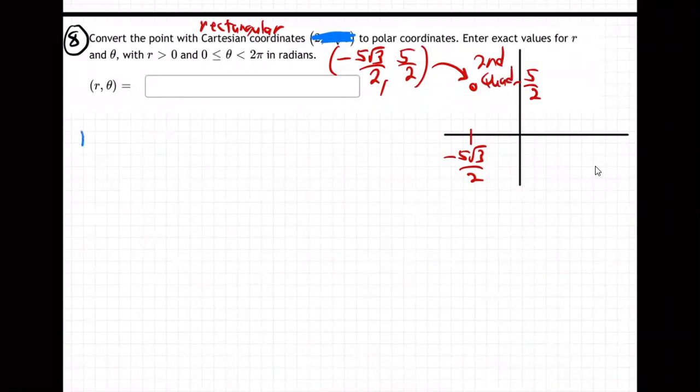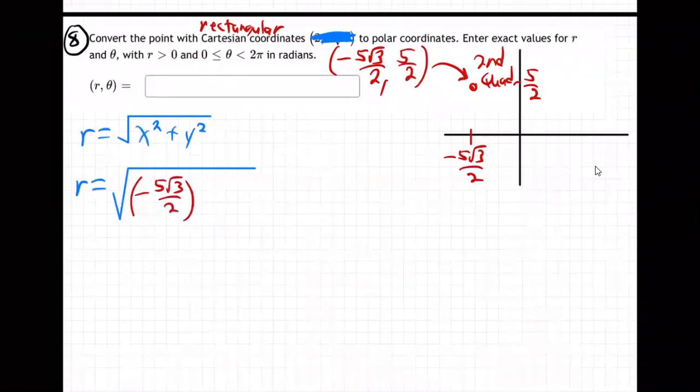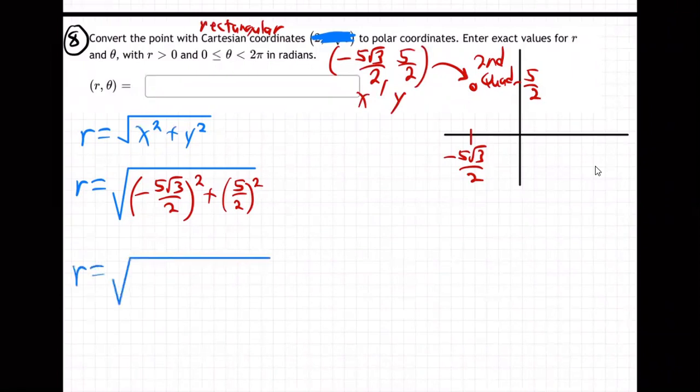The r will be the square root of x squared plus y squared. So that's going to be a little tricky. So it's going to be the square root of negative 5 root 3 over 2 squared plus y, which is 5 halves squared, right? So I just did x, this is x, and this is y, right? Square root of x squared plus y squared. So, okay, so now, how do we square all that? Well, we just square everything.